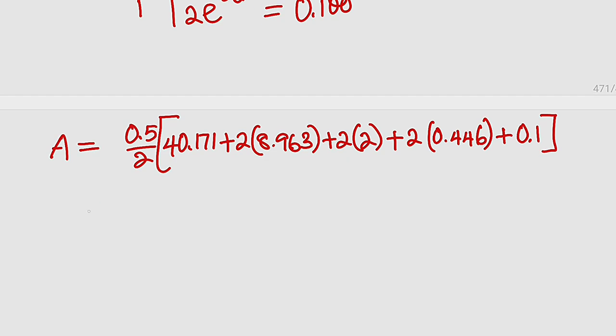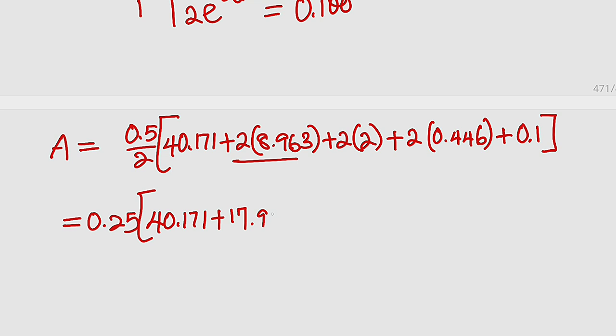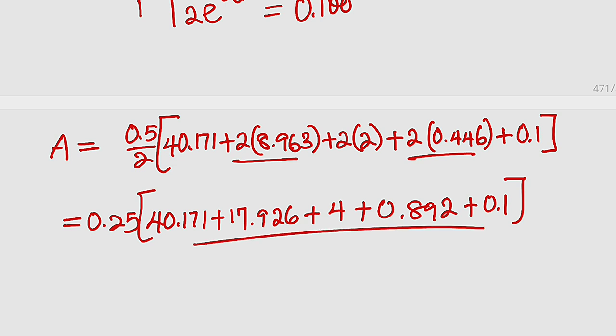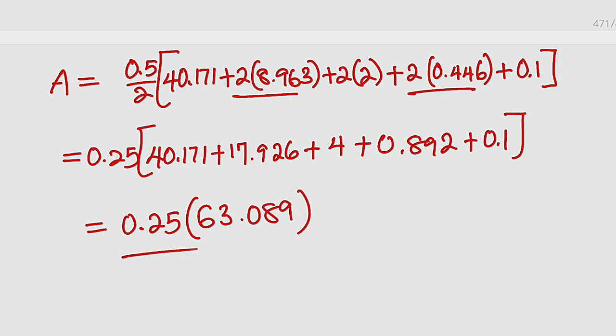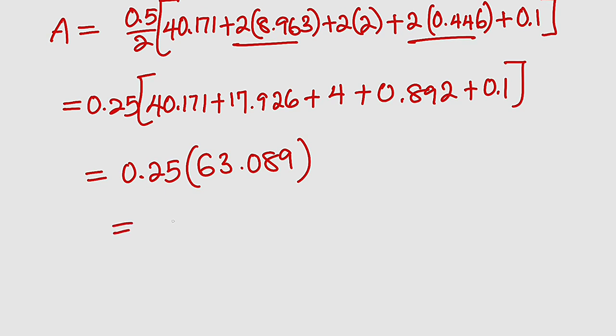So let me simplify the inside first. 0.5 divided by 2 is 0.25, so we have 0.25. We multiply by 40.171 plus we take 2, we multiply by this. That will give us 17.926 plus 2 times 2 is 4 plus 2 times this, that is 0.892. Then lastly we have 0.1. So let me add all of this together first before we multiply by 0.25. So this is equal to 0.25 multiplied by, if you add all of this together, you're going to get 63.089. Then we multiply by 0.25, and this is 15.77 in 2 decimal places.